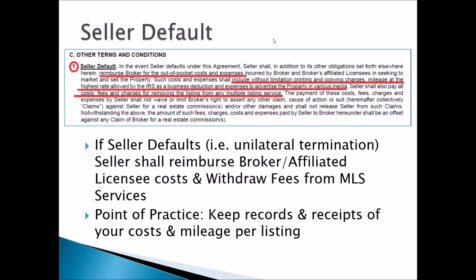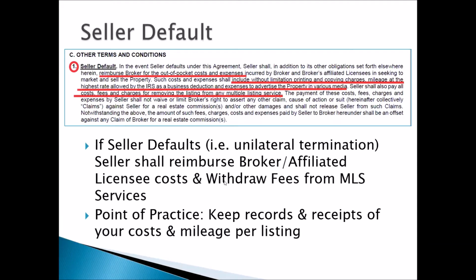Seller default. If the seller defaults, in other words, if they quote unquote fire you, or if they unilaterally terminate the listing agreement, then the seller shall reimburse the broker and affiliate licensee for costs and withdrawal fees from the MLS services. And that's where it's spelled out here in paragraph C1.